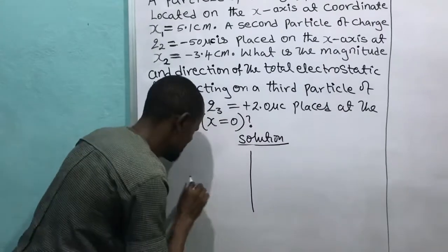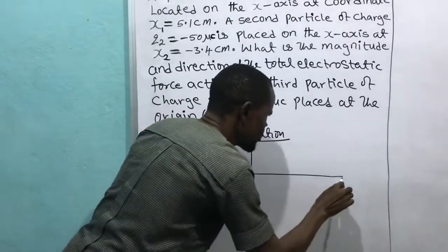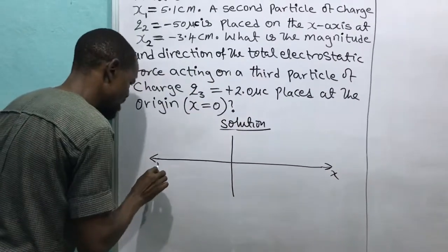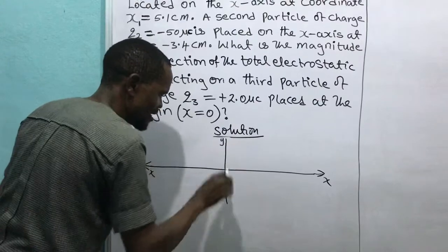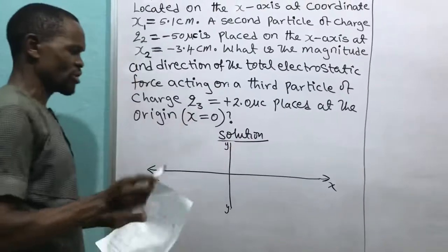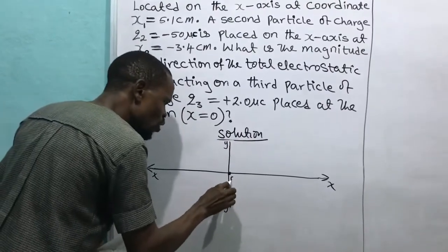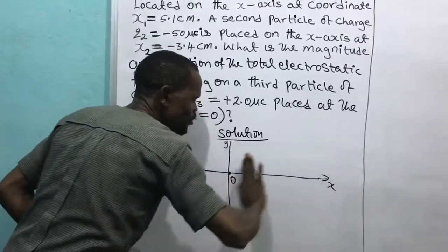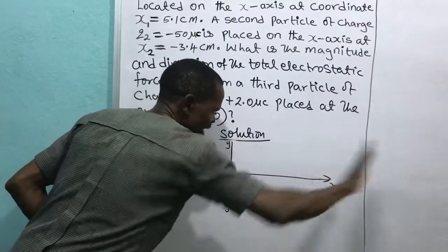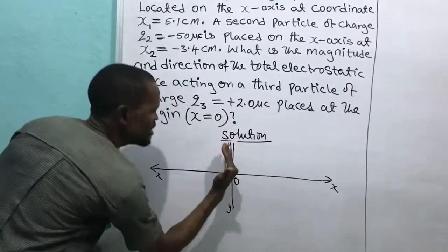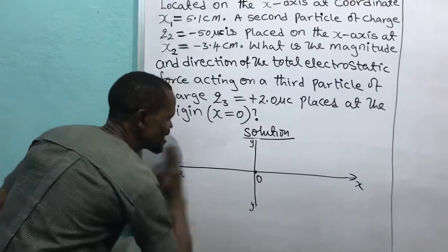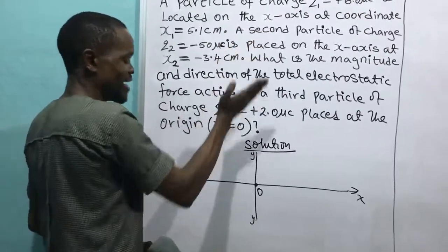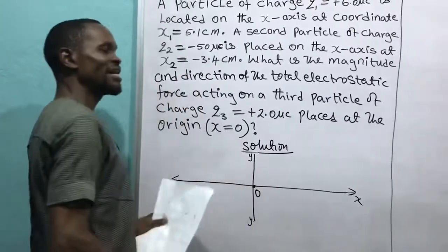We have coordinates. You remember our coordinates? This is the x-axis, and this is the y-axis. This point is what we call the origin. This side is the positive side of x, this side is the negative side of x, while this side is the positive side of y, and this side is the negative side of y.